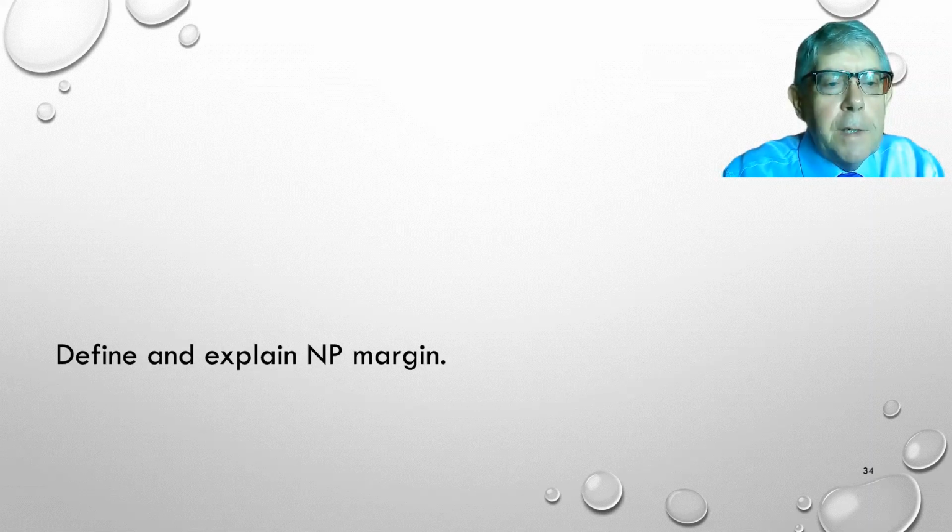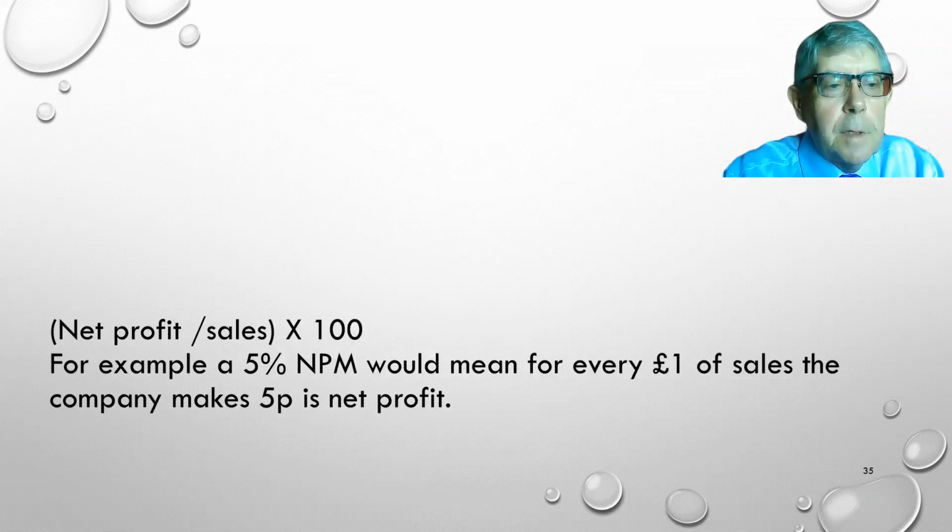Define and explain net profit margin. This is net profit divided by sales times 100. For example, a 5% net profit margin would mean for every £1 of sales, the company makes 5p in net profit.